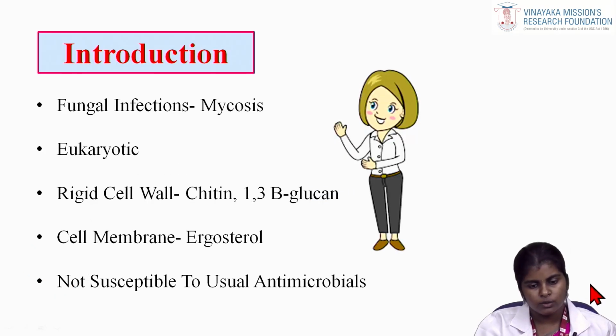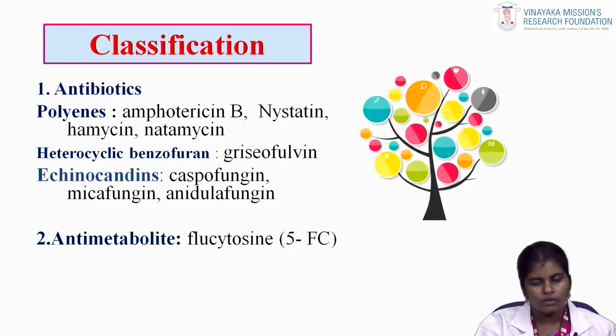Fungal infection is mostly known as mycosis. Fungi are eukaryotic, and the cell wall is rigid, made up of chitin and 1,3 beta glucan, and the cell membrane is made up of ergosterol. Actually, they are not susceptible to the usual antimicrobial groups of drugs. So coming to the individual classification, the first group of drugs are antibiotics.